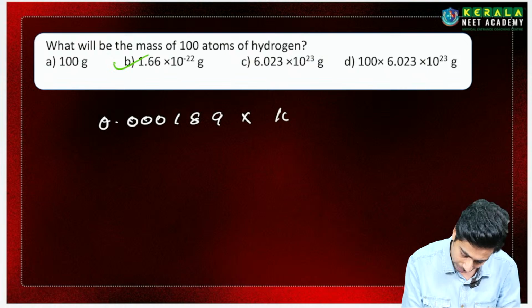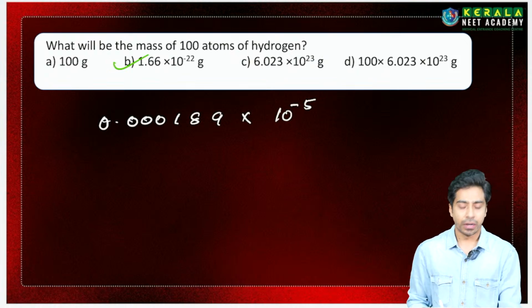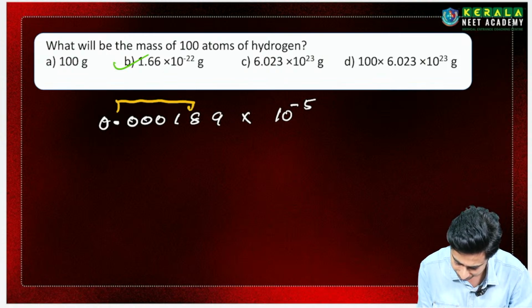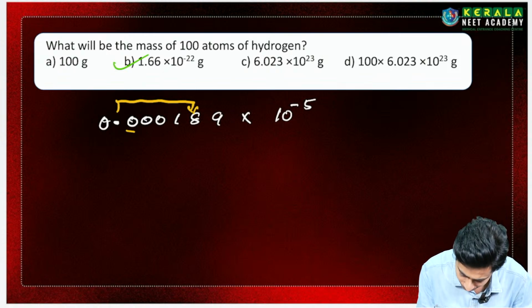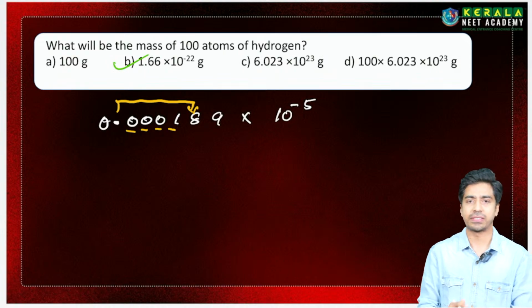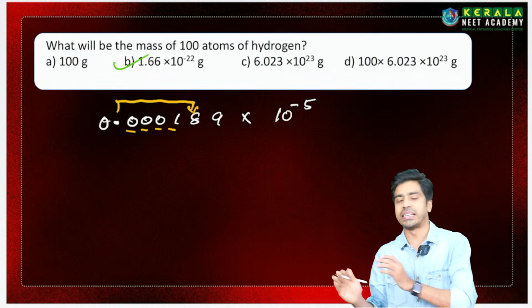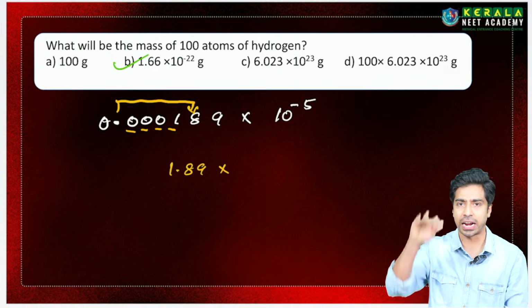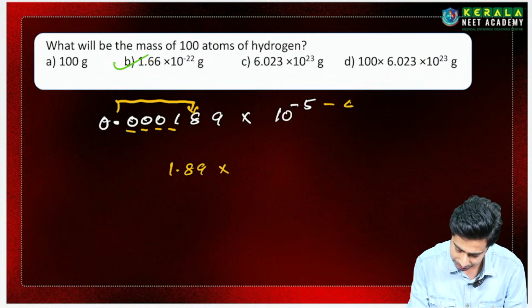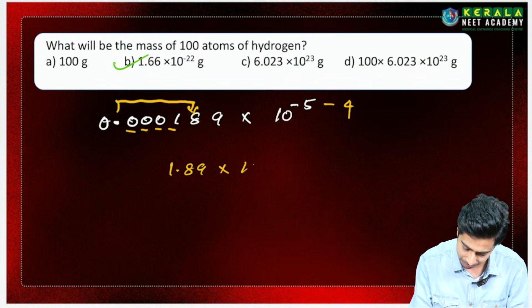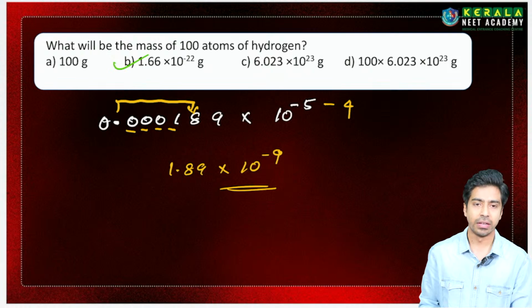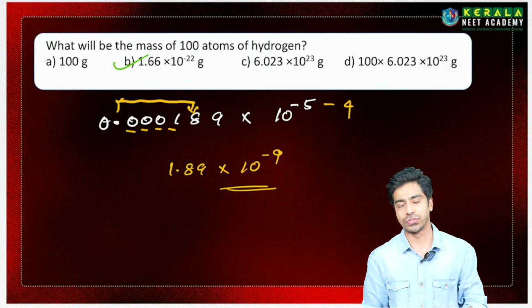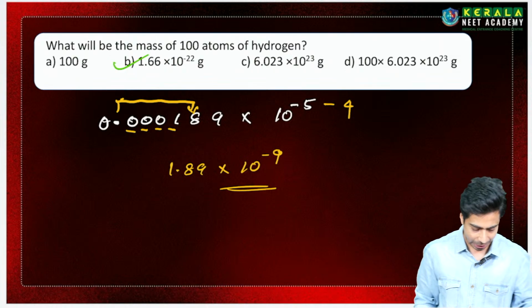0.000189 into 10 raised to minus 5. Now here this is your decimal point. Now you are moving the decimal point to get 1.89, which means you are moving 4 places to the right side. So your answer will be 1.89 into 10 raised to, decrease by 4, so minus 9 will be the answer. Whenever you are moving to the right side, you have to subtract that many places. Left side, you have to add that many places.